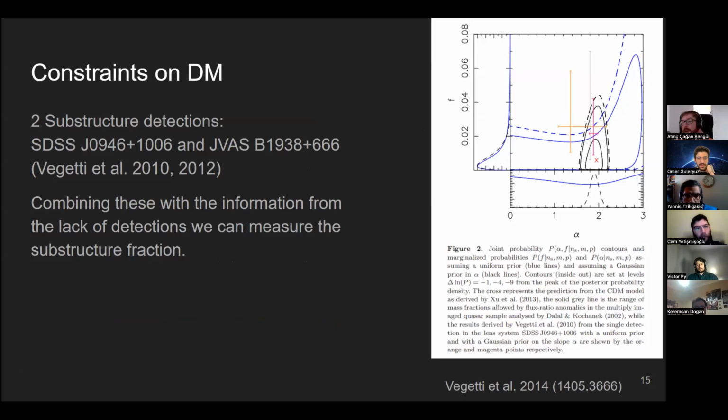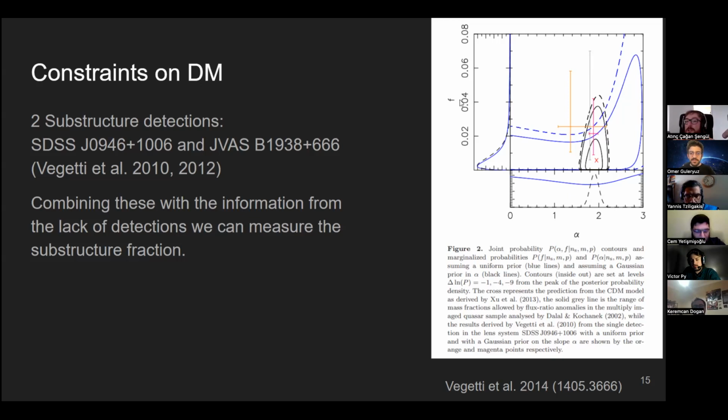Currently, we don't have very good constraints on dark matter. This is because there are only 2 substructure detections with this method so far. Because of that, our statistics are very low. We need hundreds of thousands of systems that we probe, and we need to find hundreds and thousands of these smaller perturbers using this method to make robust conclusions about dark matter. So far, all of our error bars are quite large.